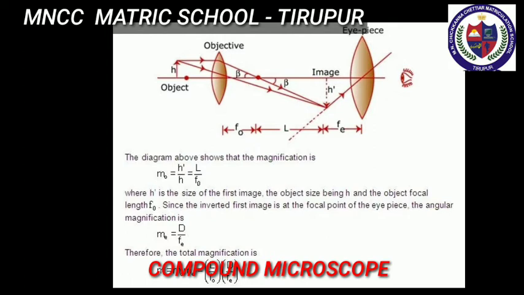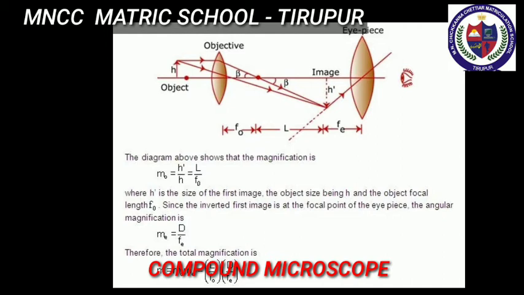A compound microscope consists of two convex lenses. The lens with the shorter focal length is placed near the object and is called the objective lens or objective piece. The lens with larger focal length and larger aperture placed near the observer's eye is called the eye lens or eyepiece. Both the lenses are fixed in a narrow tube with adjustable projection.